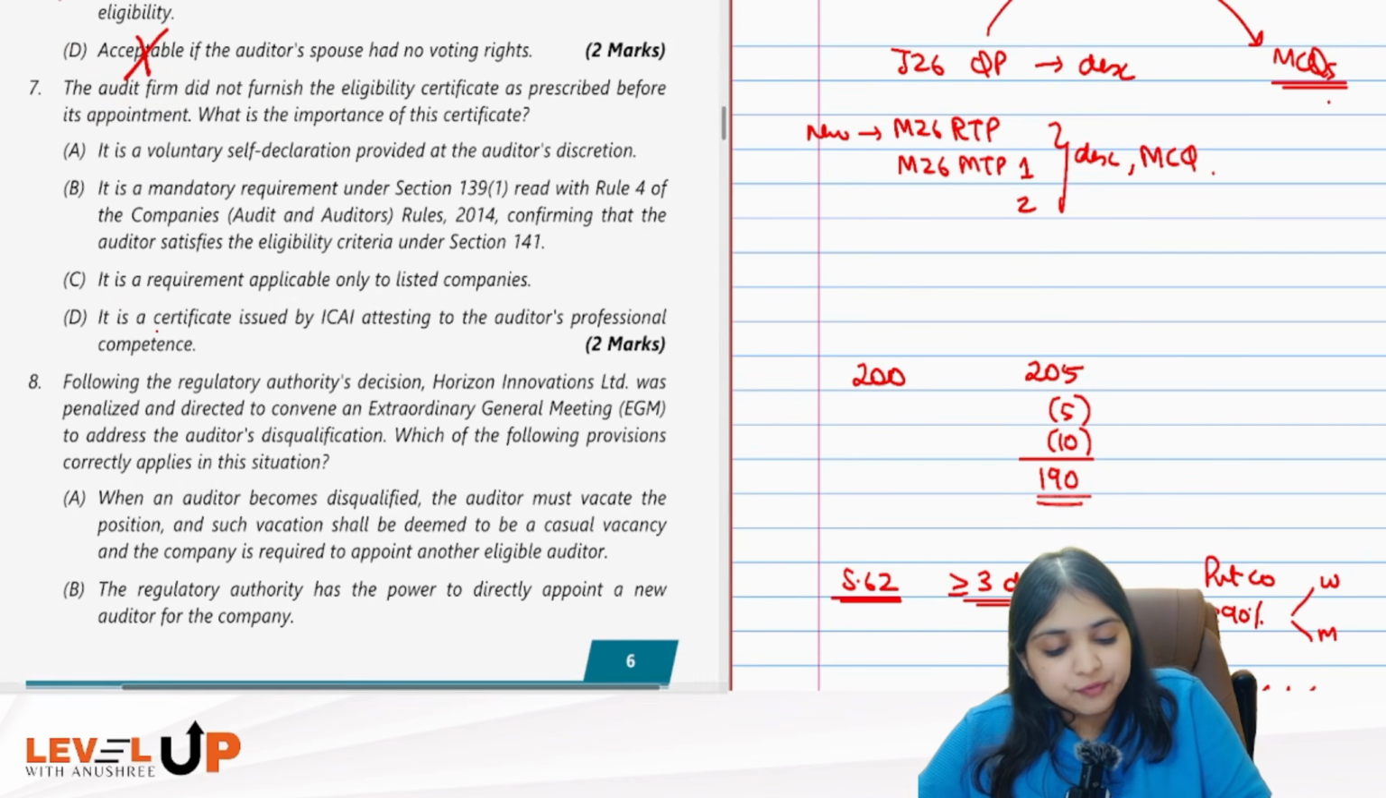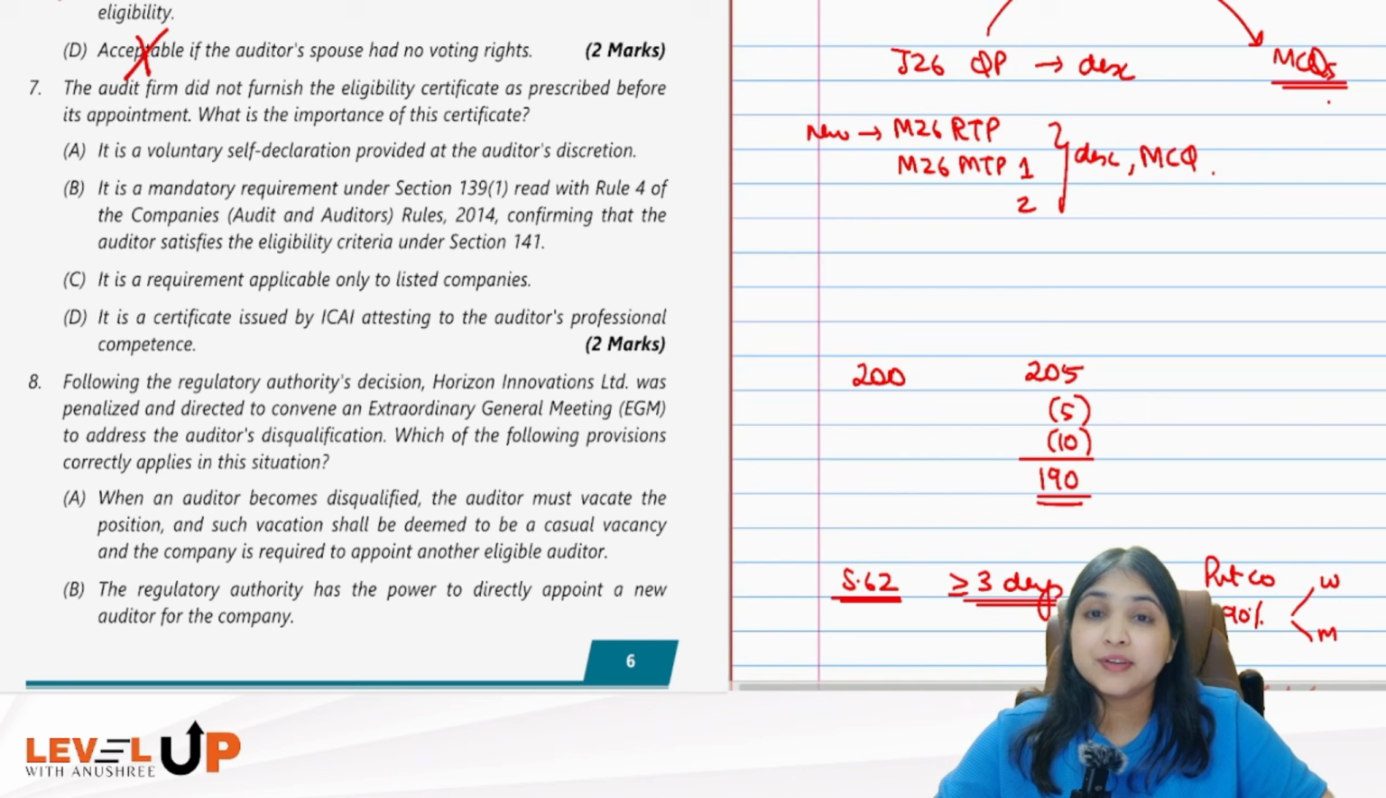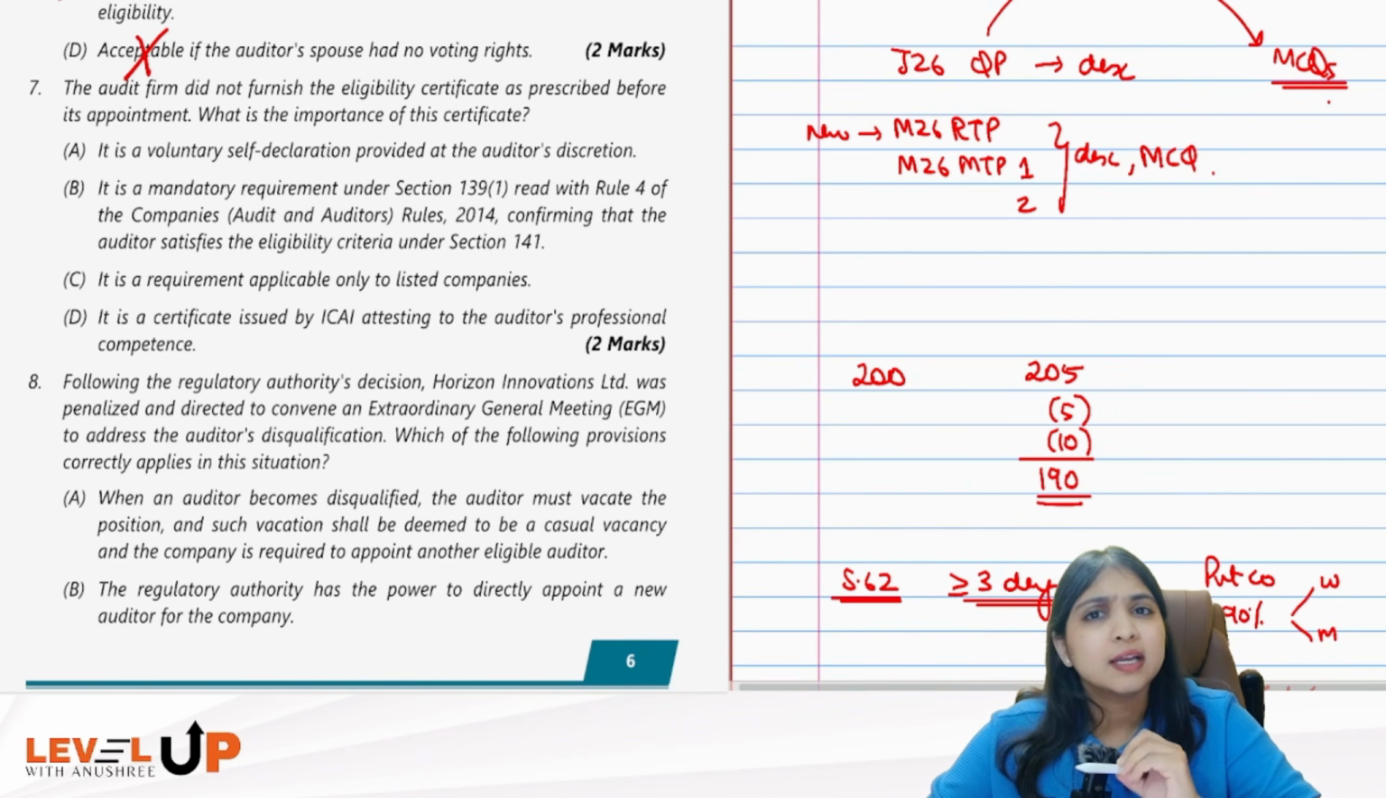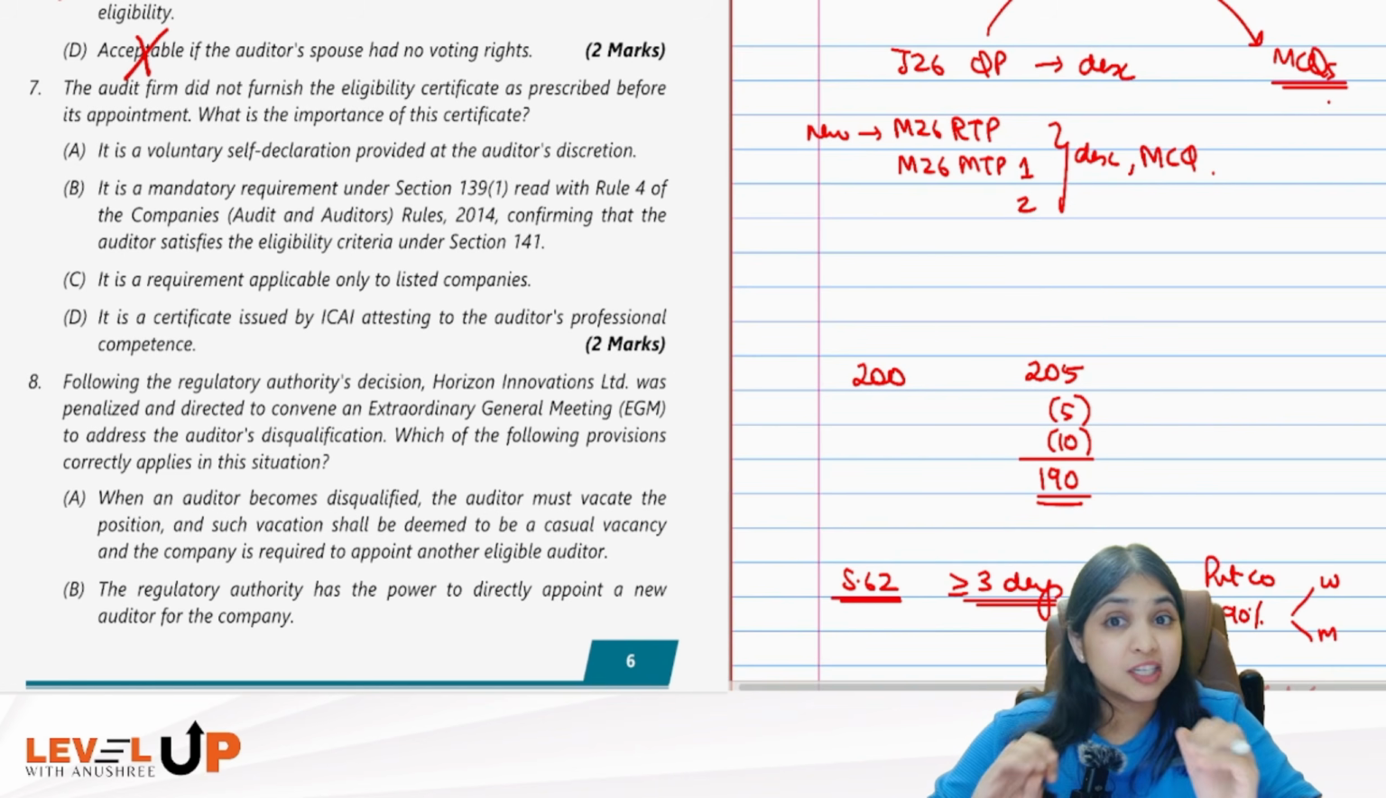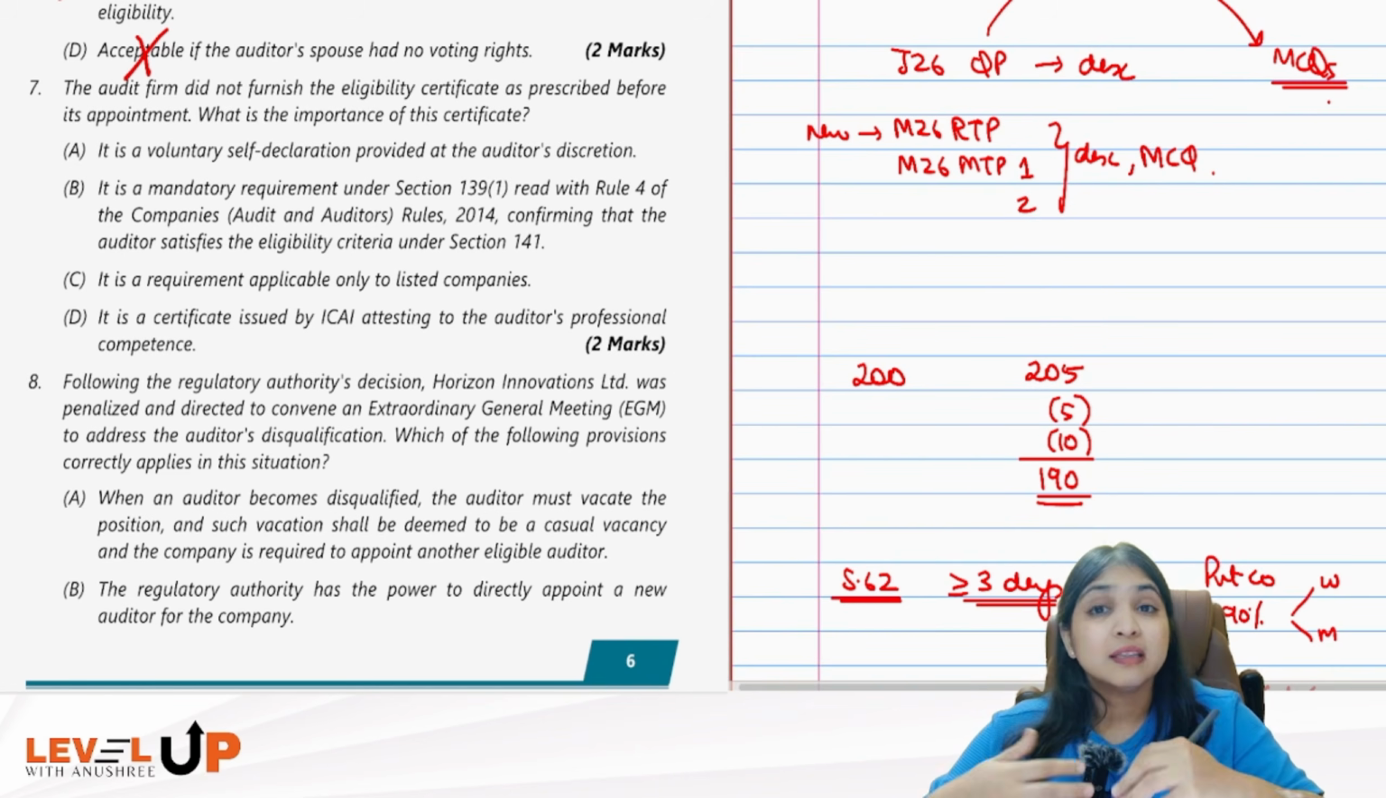Then, the audit firm did not furnish the eligibility certificate as prescribed before appointment. What is the importance of the certificate? The certificate is a mandatory requirement, guys. So, whenever we appoint a person as an auditor, before appointment, he has to give a certificate saying that he is not disqualified, neither under Companies Act, nor under Chartered Accountants Act, and that if he accepts this assignment, it is within the maximum permissible limit. Then he also has to give the list of proceedings which are going on against him.